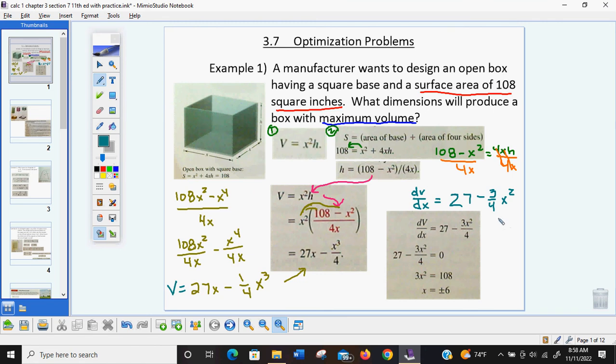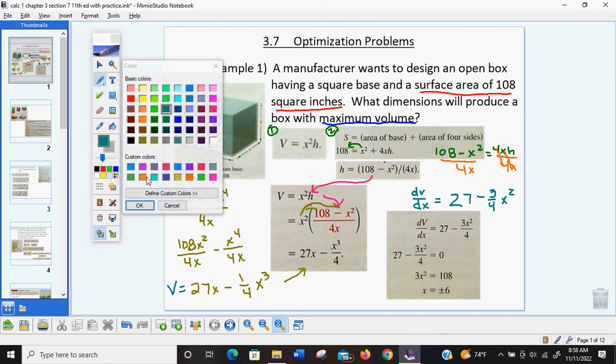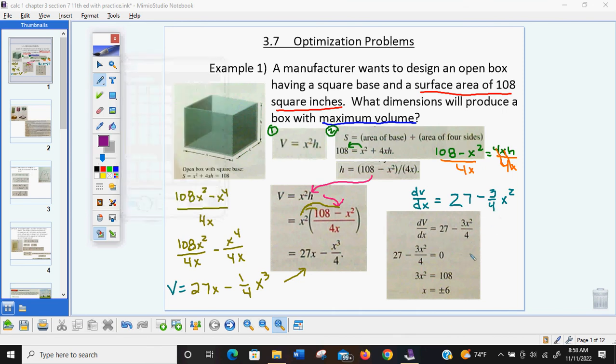Now to finish solving this, to get our critical values, we're going to set that equal to 0, which they did here. So from this step, we're going to move our 27 over, and then we have negative 3/4 x squared equals negative 27. If you multiply both sides by negative 4, you get 3x squared equals 108. When you divide by 3, you get x squared equals 36.